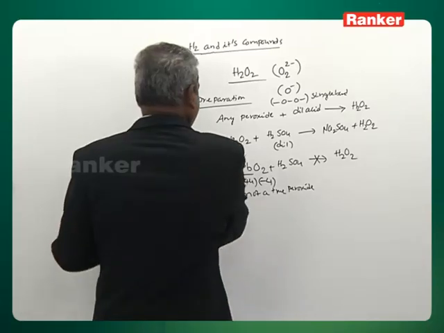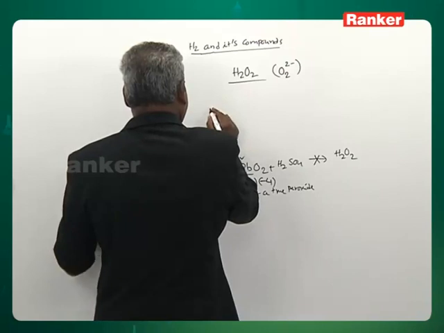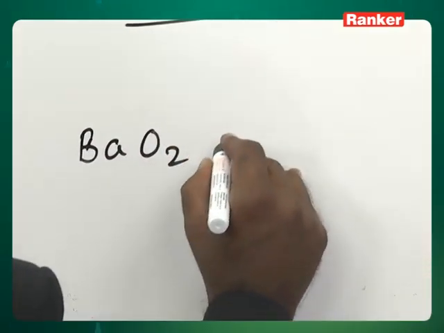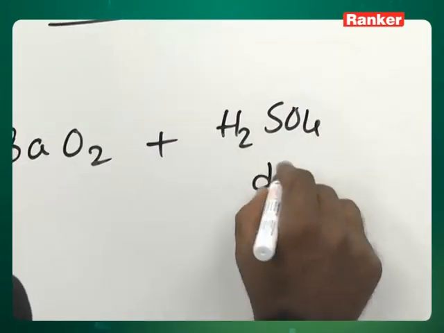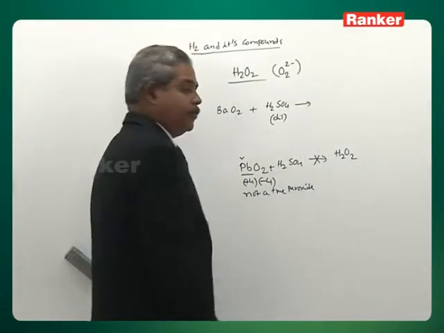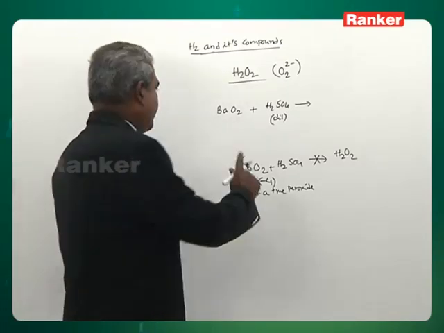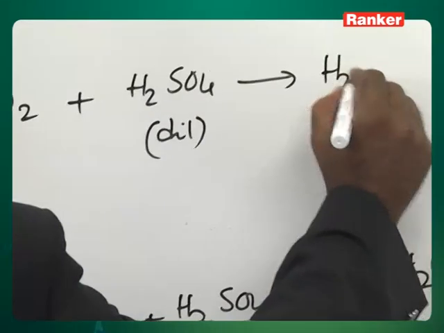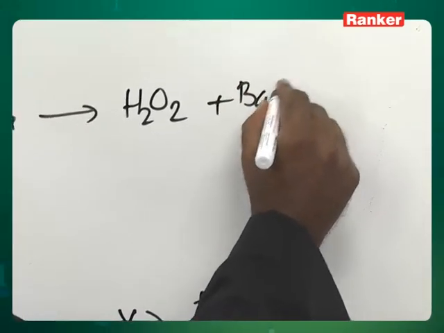Next, BaO2 plus H2SO4 dilute. This is barium peroxide, plus 2, minus 2. Barium has a fixed oxidation state, plus 2 only, therefore this is minus 2. You will get H2O2. But along with H2O2, you get BaSO4.